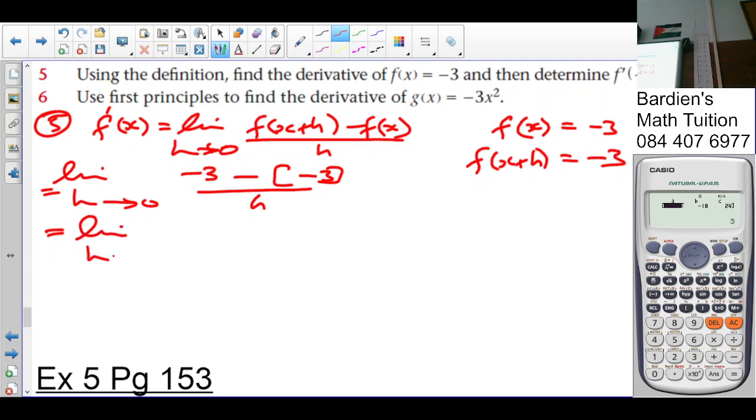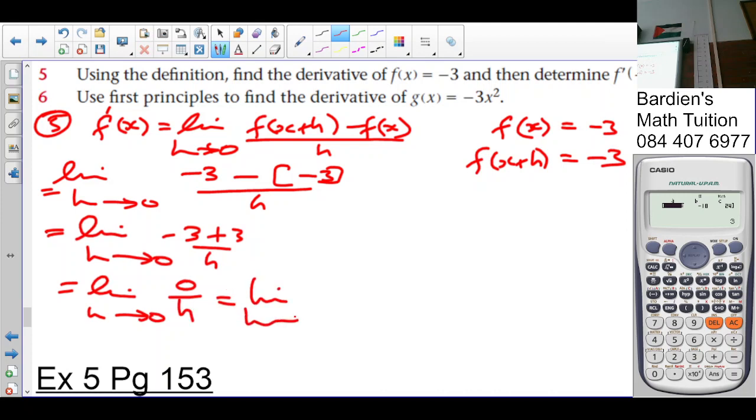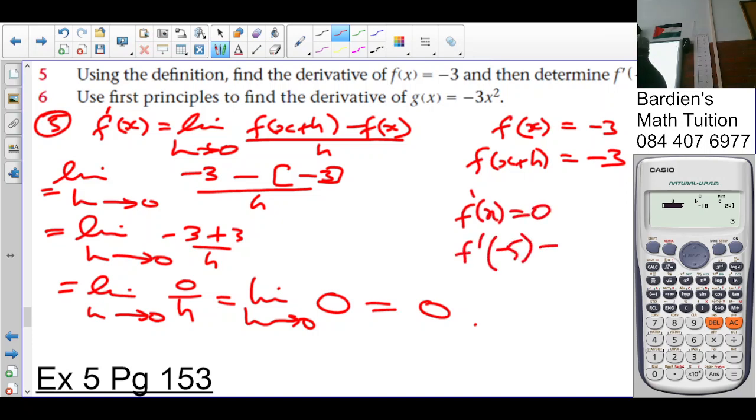So that's the limit as h approaches 0 of minus 3 plus 3 over h, which is the limit as h approaches 0 of 0 over h, which is the limit as h approaches 0 of 0. You see, there's no place to substitute h in either. So that is simply 0. So if f prime x was 0, then what is f prime of negative 5? 0. F prime of 100? 0. Can you see that, people?